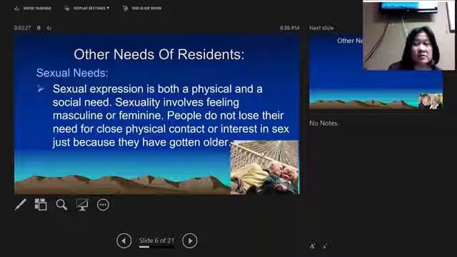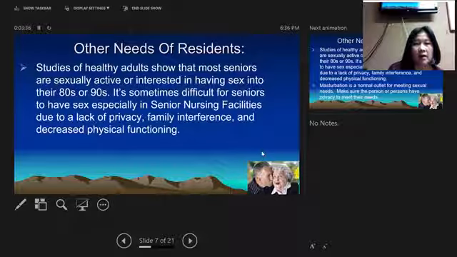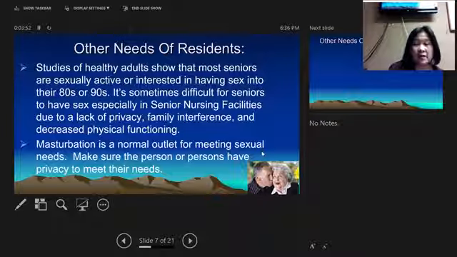Sexuality involves feelings of masculinity and femininity, but it's also that closeness to other people. Studies show that healthy adults, mostly seniors, can be active sexually into their 80s or 90s. So even in senior living facilities, sometimes it's hard because of no privacy, interference from family, their decreased physical functioning, but you will come across some people who have pumps that may use their pump.